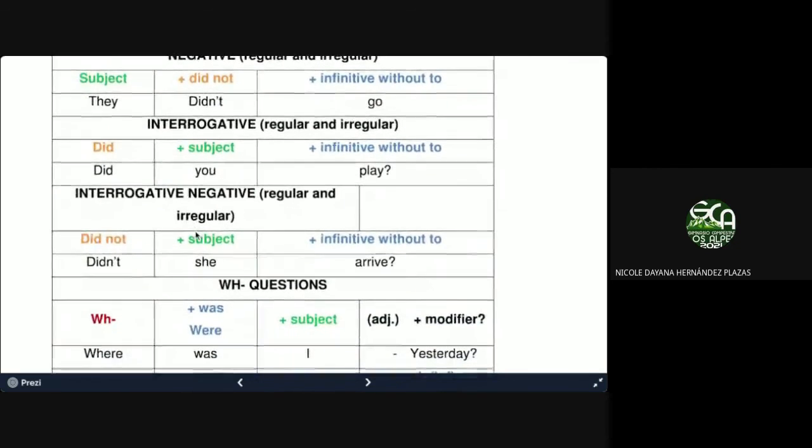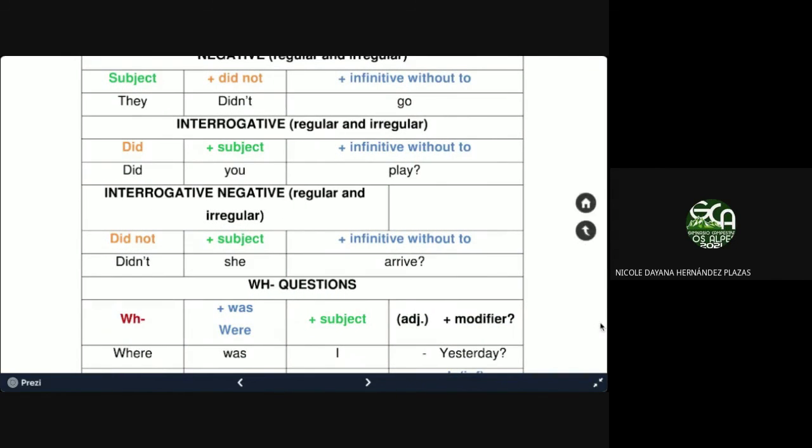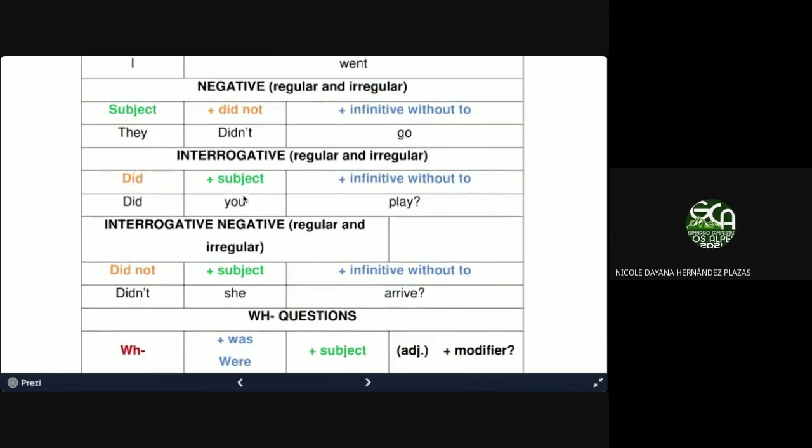And finally, in interrogative, as usual, the only thing you have to do is switch, to change the order. So look at this. You have to put the auxiliary verb at the beginning, and then the subject, and then the verb in the normal way. Did you play? Can you see?